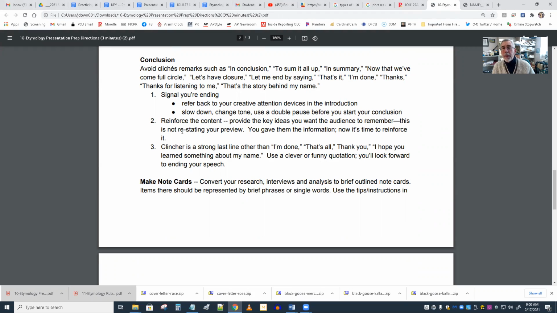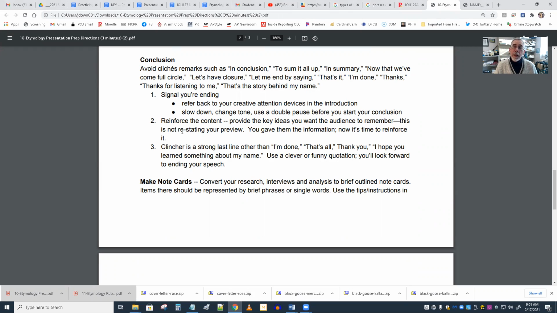I could slow down. I would use a double pause. We talk about a double pause before we actually begin the conclusion. It really lets people know there's a transition here and things are really wrapping up. I would reinforce the content. I'd go back over those main ideas briefly, but try to use different language this time and a lot less detail than I did when I went through my body. And I would hope to have a clincher.